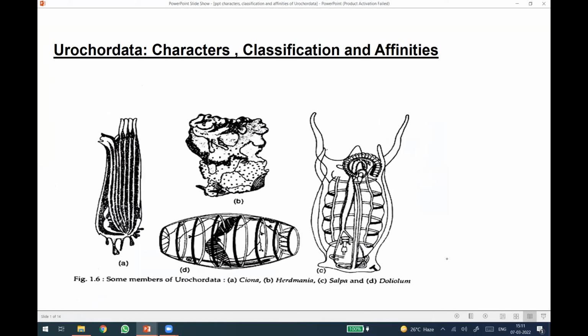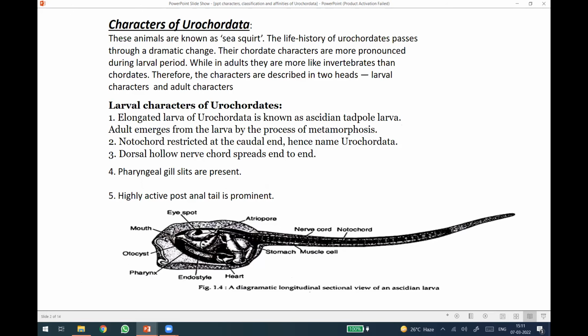So let's start with the Urochordata characters, classification, and affinities. As we have already seen in the previous class, the Urochordates are a subphylum of the phylum, you can say, or a group of animals having peculiar characters that have been referred to as the protochordates.